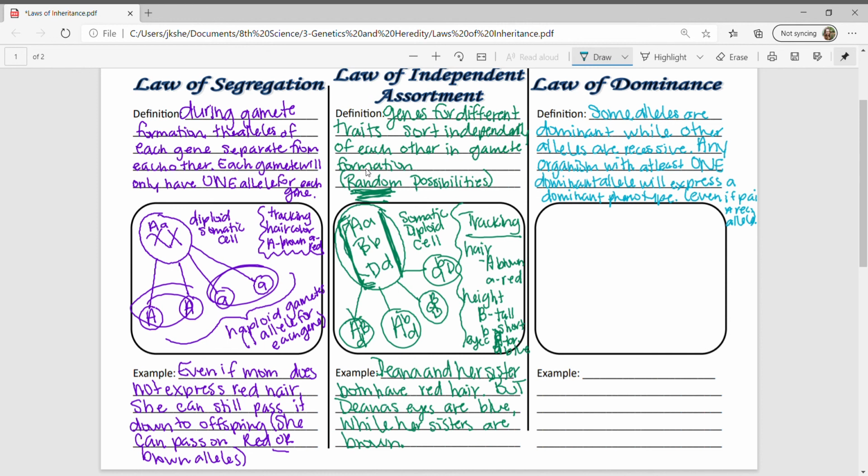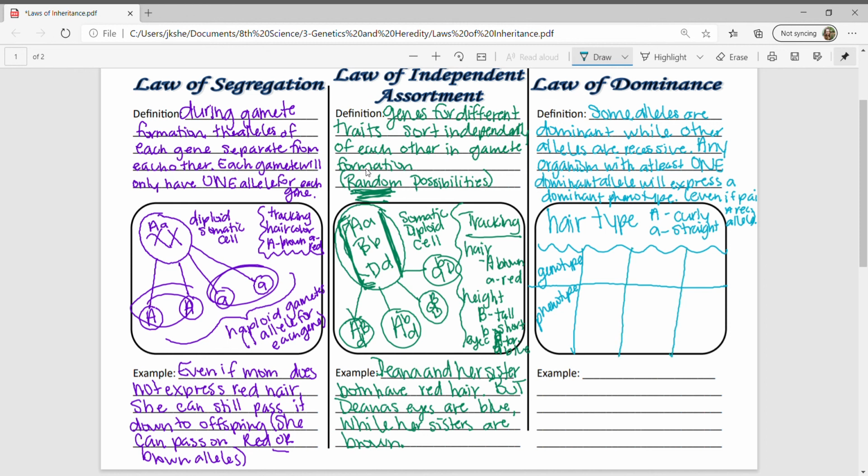If we're going to track the hair color trait, or hair type, let's just do hair type since we're using a different color. So hair type, in which dominant is curly and recessive is straight. And we want to look at the genotype and the phenotype. Remember, genotype is dealing with the genetic expression and the phenotype is dealing with the physical expression.